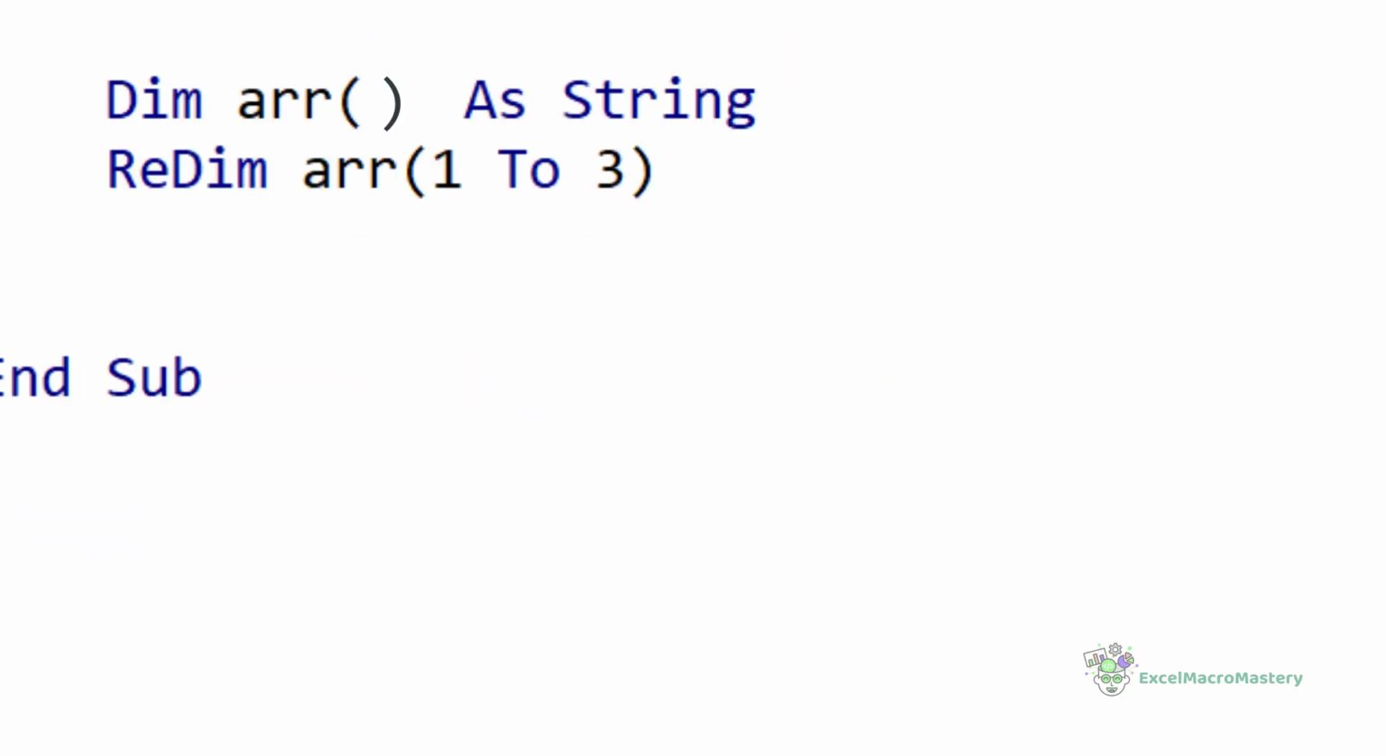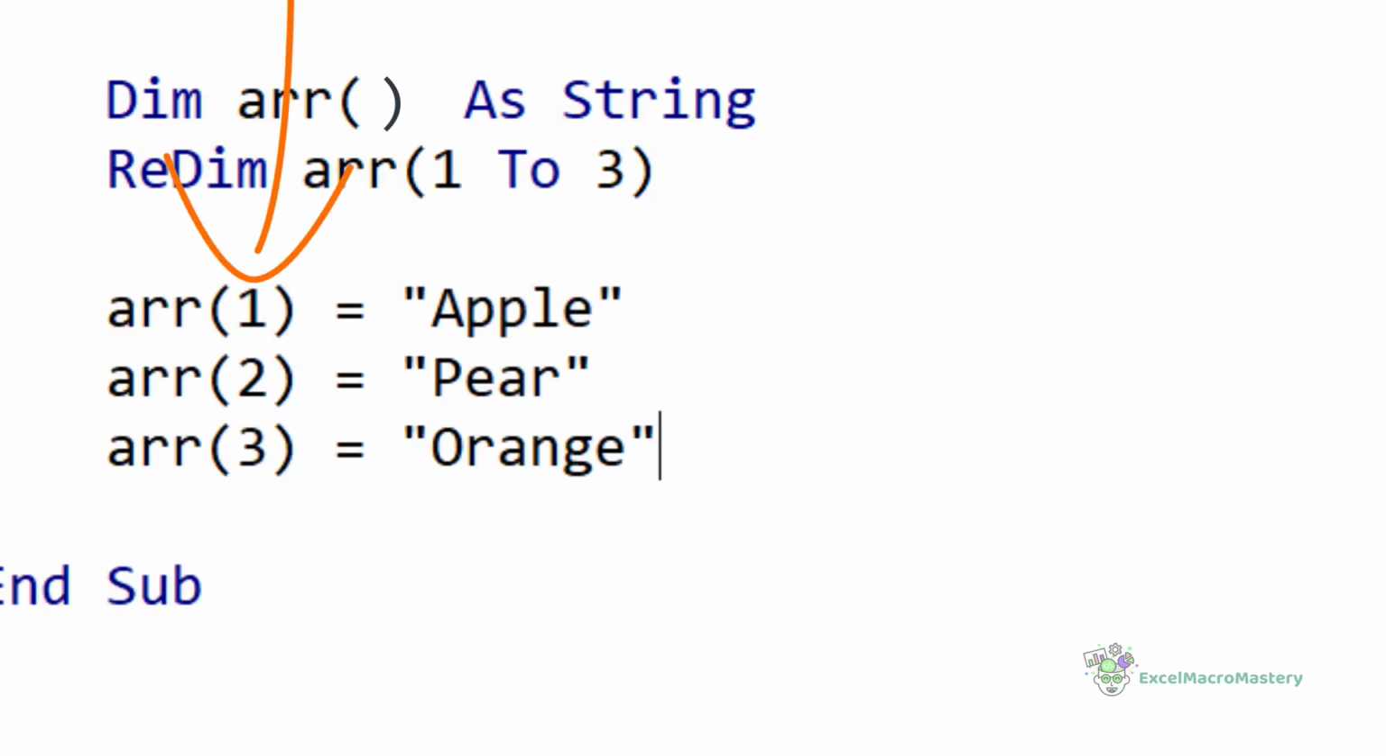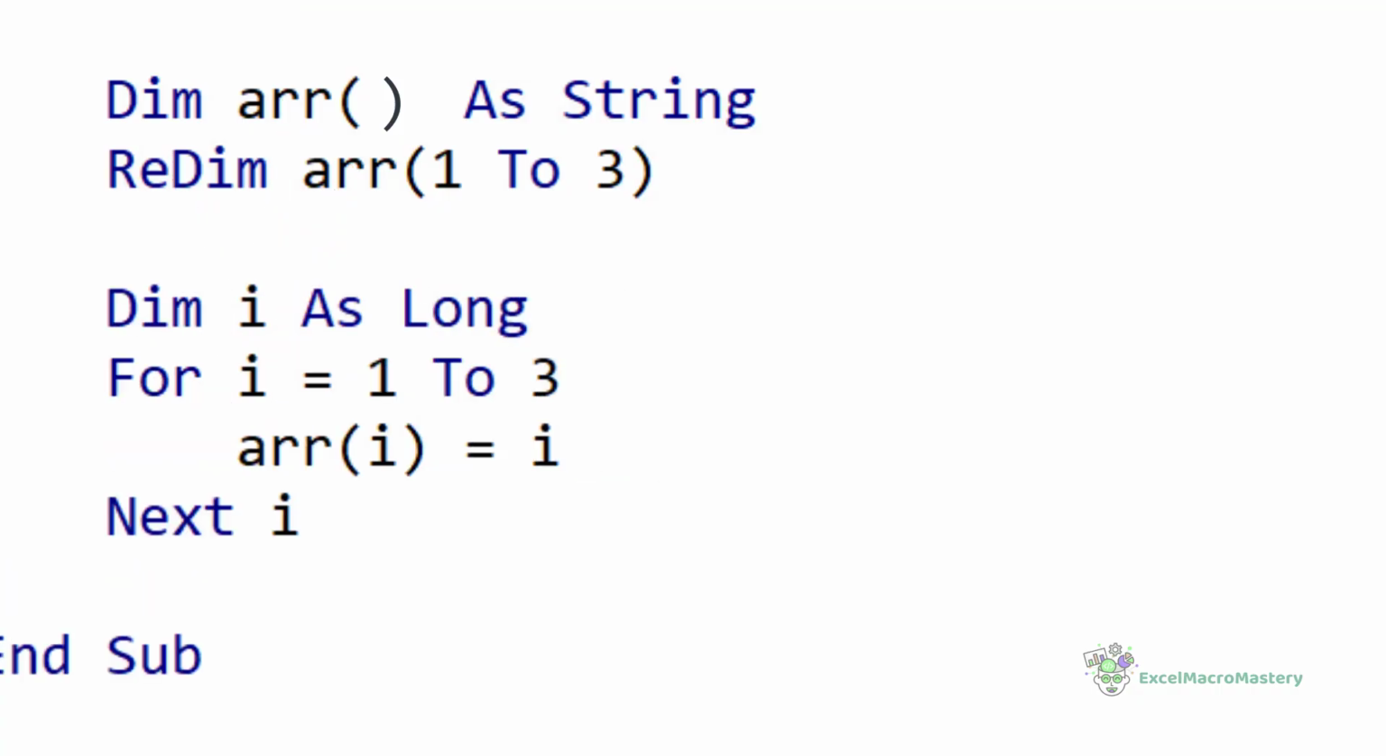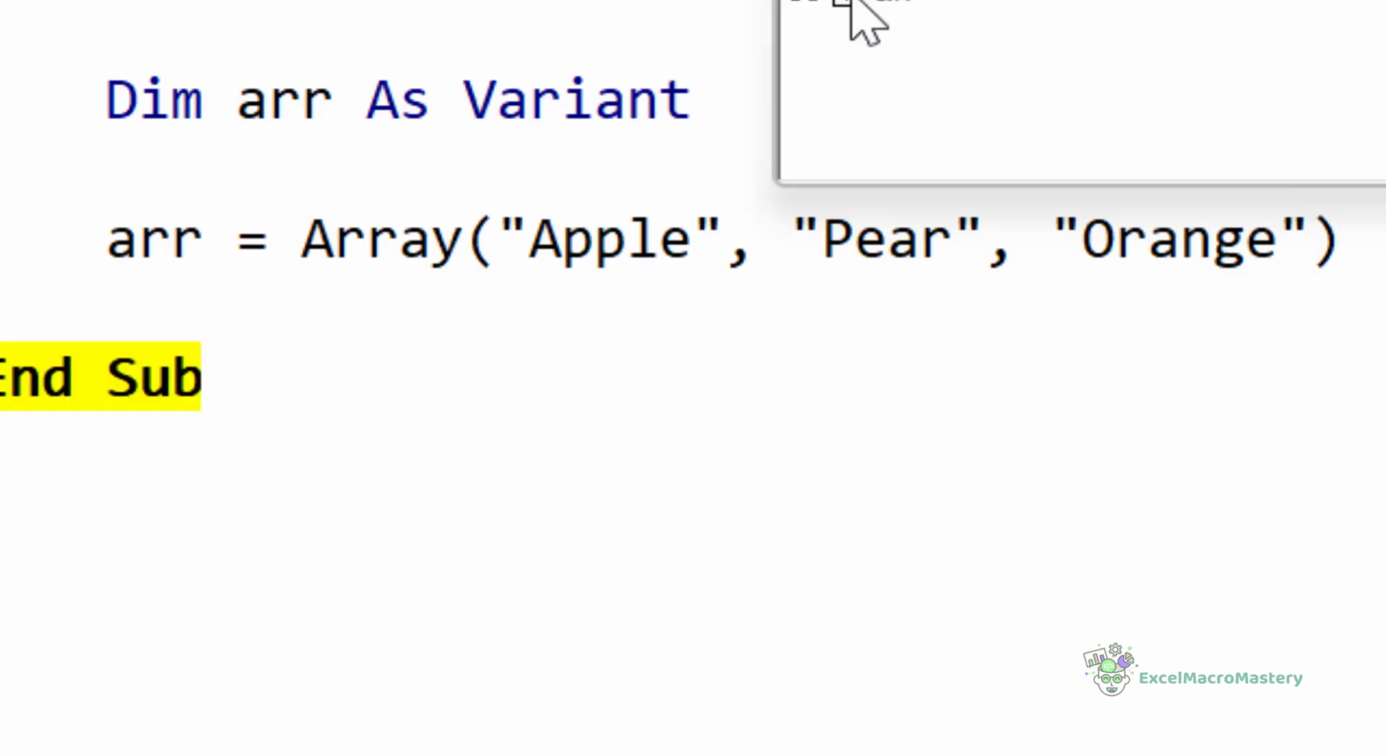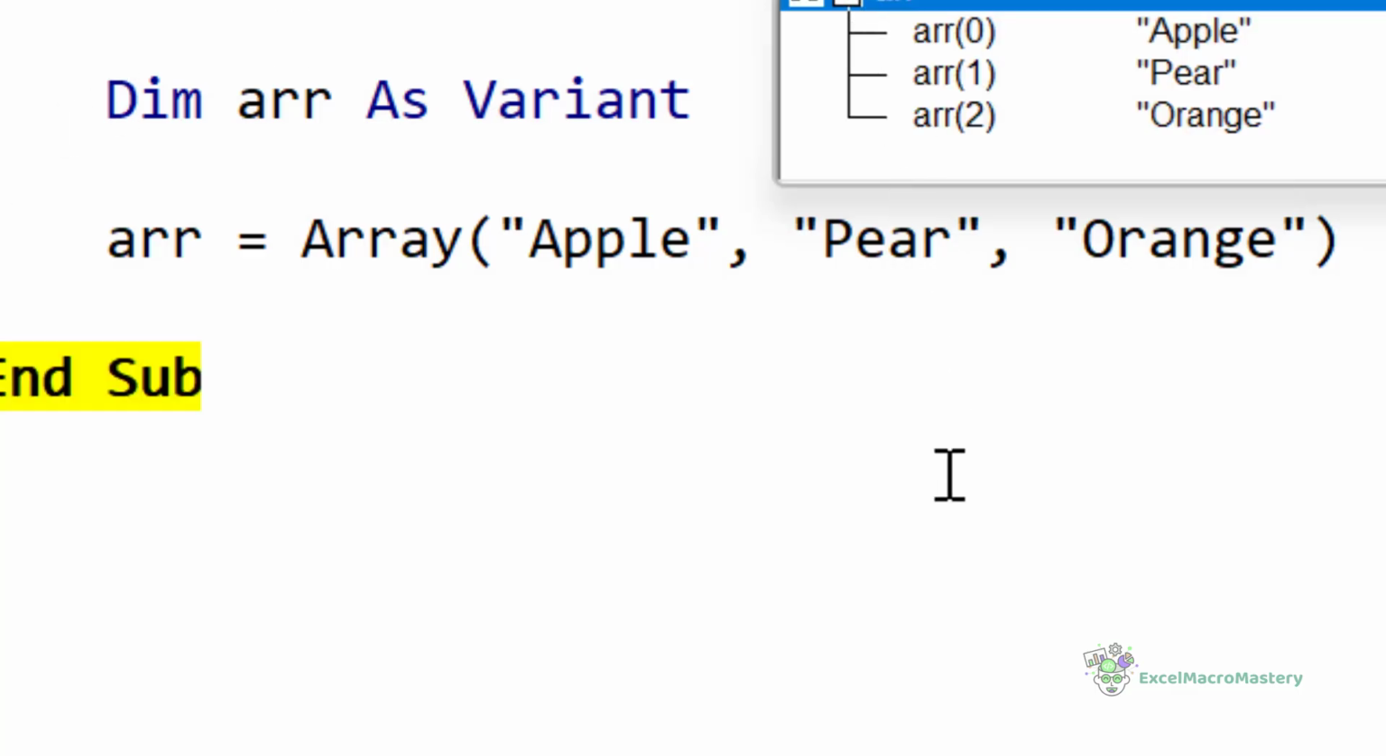Once we have declared our array, we need to add values. We do this using the index or position and the equal sign. In a real-world application, we would normally use a loop to fill an array. We can also fill an array using the Array function. You must declare the array as a Variant, and VBA will create the array for you.